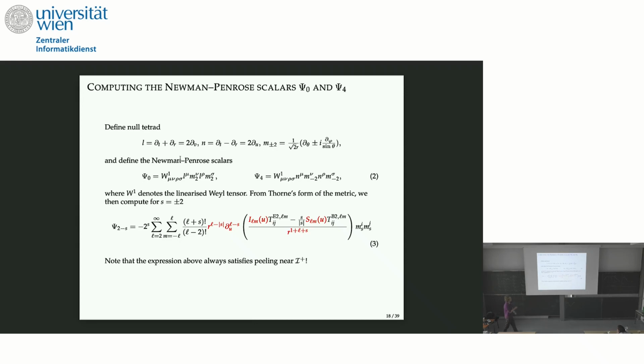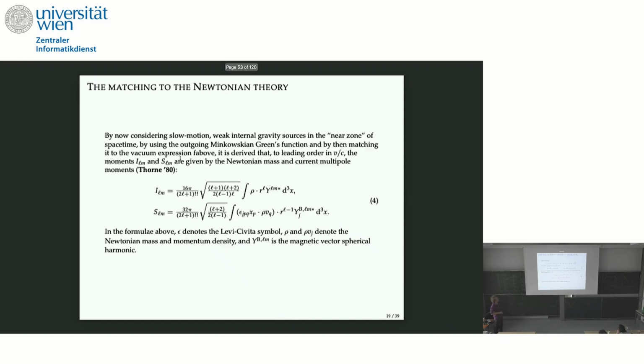It's noteworthy that these expressions are such that, no matter what these functions of u do, we always have a 1 over r expansion towards future infinity. And we always have these peeling rates here. So in Minkowski, this was the historical motivation for why people thought that peeling was a real thing. Okay, so this is how you compute psi0 and psi4.